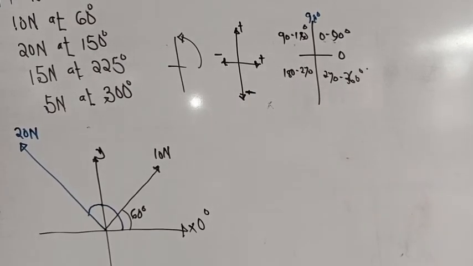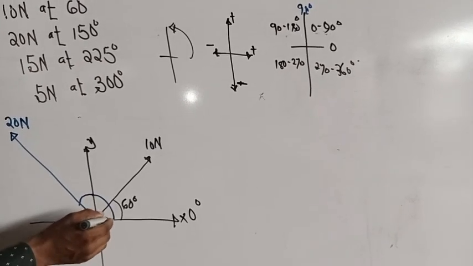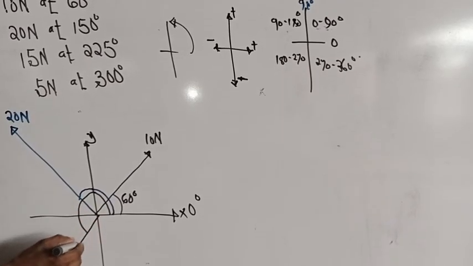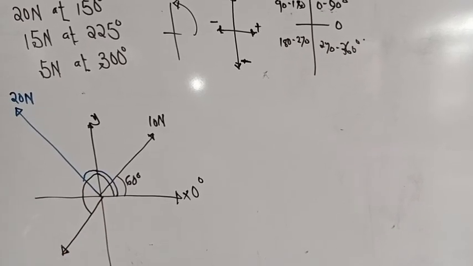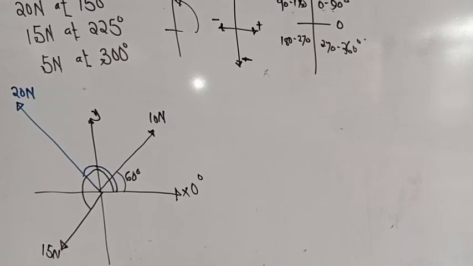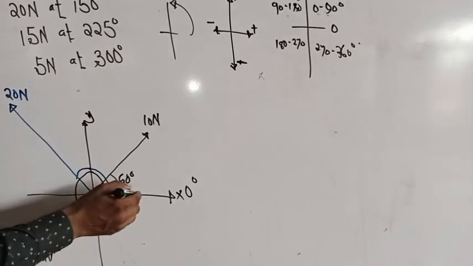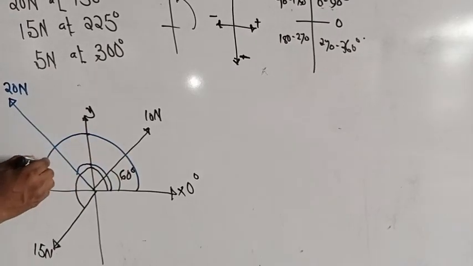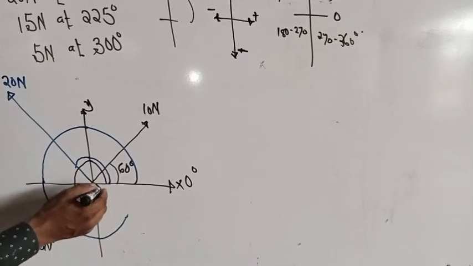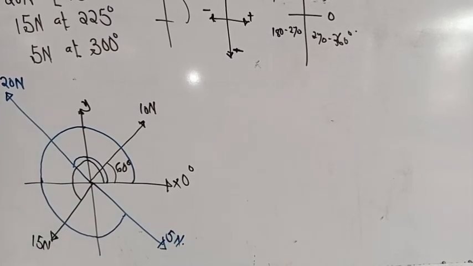The third is 15 Newton at 225. Let's trace 225. Here's my 0, 90, 180. Let's assume here is our 225. I have a force of 15 Newton. And lastly, 5 Newton at 300 degrees direction. So let's trace that. Here is 0, 90, 180, 270. Let's assume here is our 300. Here I have a force of 5 Newton.